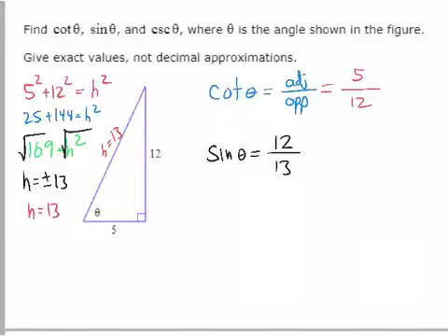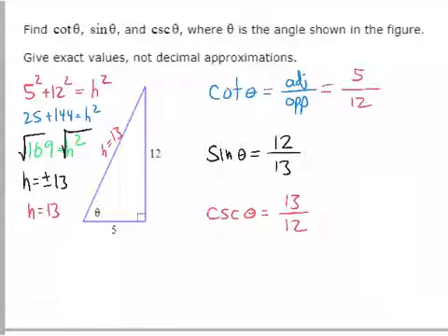Okay, my next one wants cosecant. Well, isn't cosecant just a reciprocal of sine? So isn't it just going to be a reciprocal of this? Well, that's kind of nice. They made that easy on us. So if I want cosecant theta, we're just going to do the reciprocal of sine, which is, boom, done. So we are done. We found all the pieces.